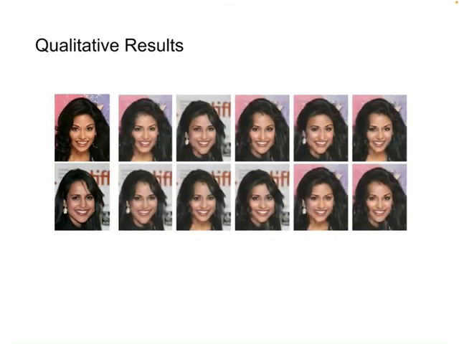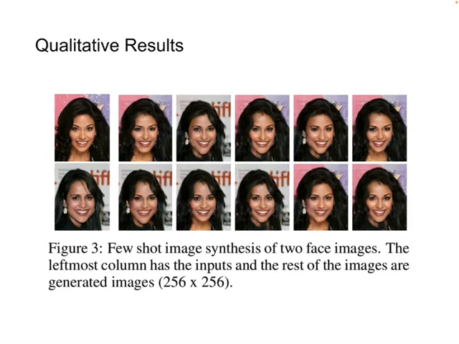Here, we visualize the results of few-shot image synthesis on two input female face images. The leftmost column corresponds to the real images, while the rest of the images are generated ones.